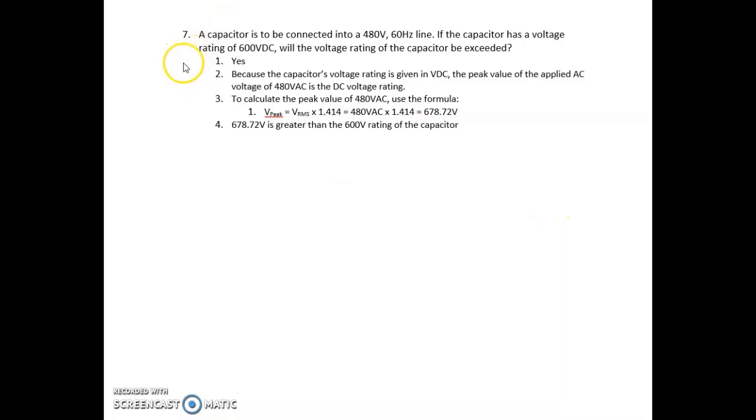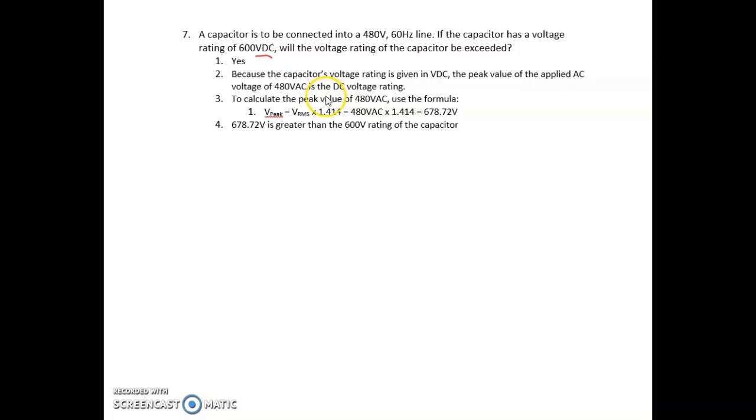Number 7. A capacitor is to be connected into a 480 volt 60 Hertz line. If the capacitor has a voltage rating of 600 volts DC, will the voltage rating of the capacitor be exceeded? It will be. So here's how we figure it out. The capacitor's voltage rating is given in volts DC. The peak value of the applied voltage of this 480 volts AC is what we compare to the DC voltage rating.